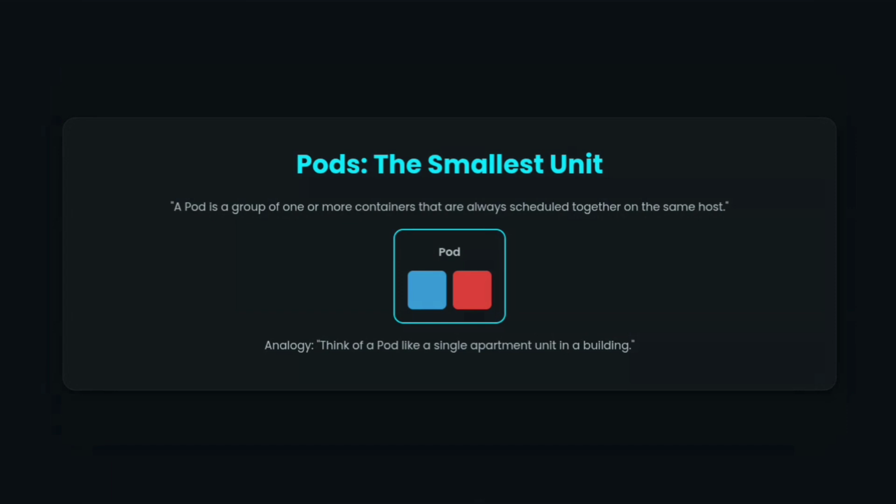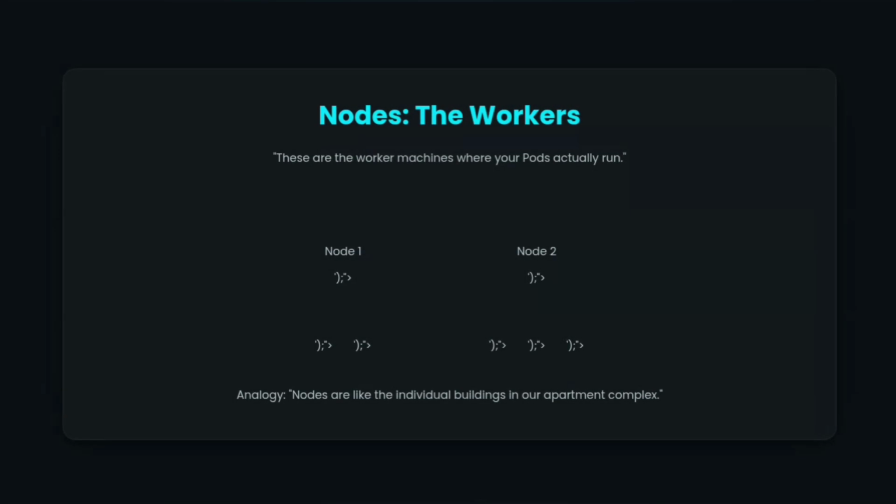Next, we have nodes. These are the worker machines where your pods actually run. A node can be a physical machine or a virtual machine. The control plane manages these nodes, deciding where to place pods based on resource availability and other constraints. Nodes are like the individual buildings in our apartment complex.